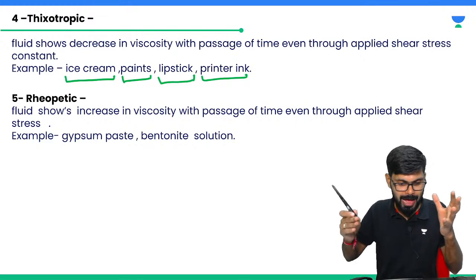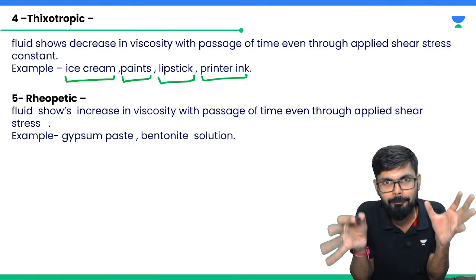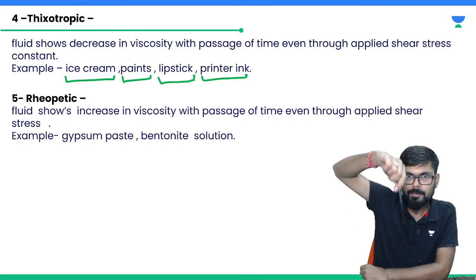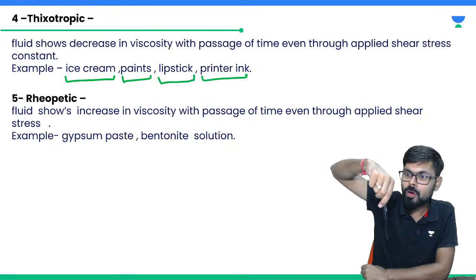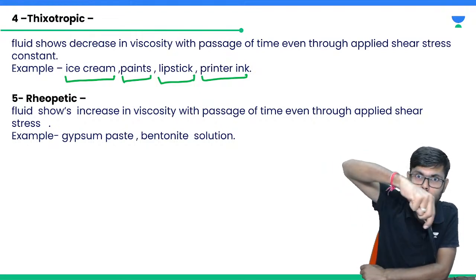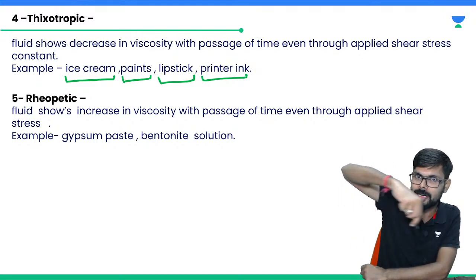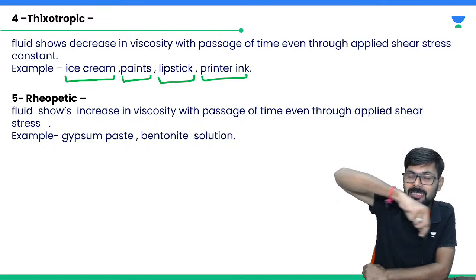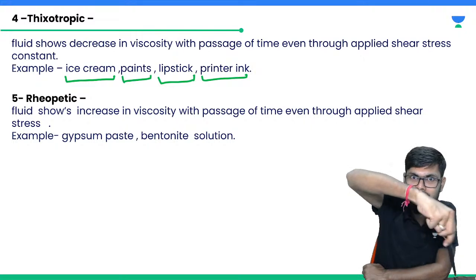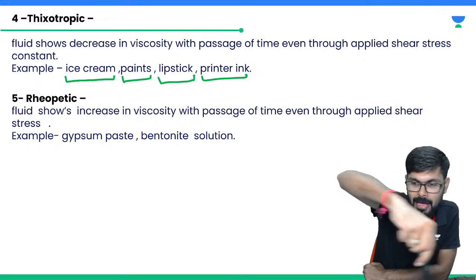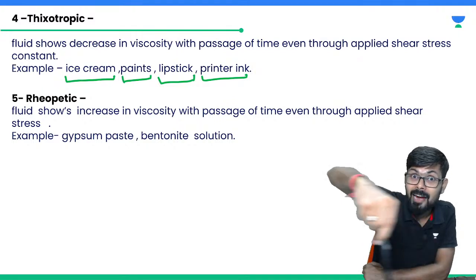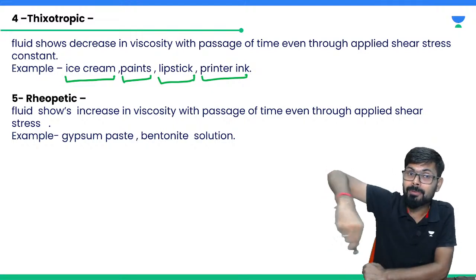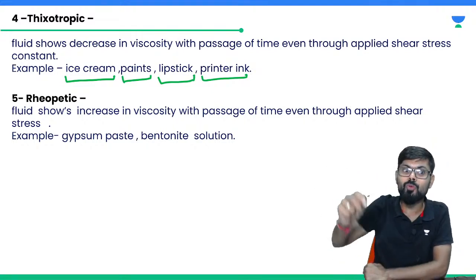Suppose you have paint. Now in that paint you put some rod, and you apply some constant du by dy. Du by dy is not changing, temperature is not changing. Just keep on applying. Then what will happen? You will see that at the start resistance was more. After some time resistance decreases, mu value decreases.